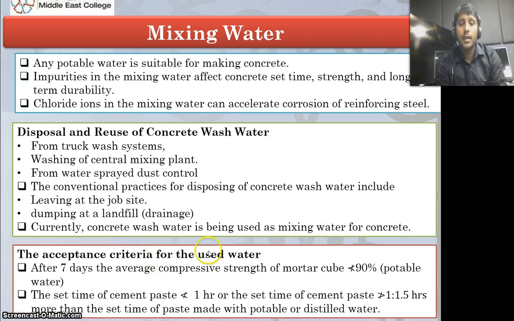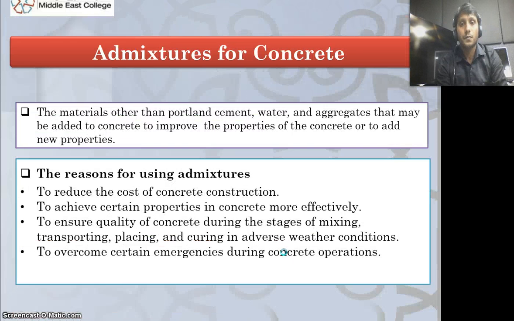So the acceptance criteria for the used water. After 7 days, the average compressive strength of mortar, meaning cement plus fine aggregate, cement plus sand cube, should not be less than 90% of that when using potable water. The set time of cement paste should not be less than 1 hour, or the set time of cement paste should not be greater than 1 to 1.5 hours more than the set time of paste made with potable or distilled water.